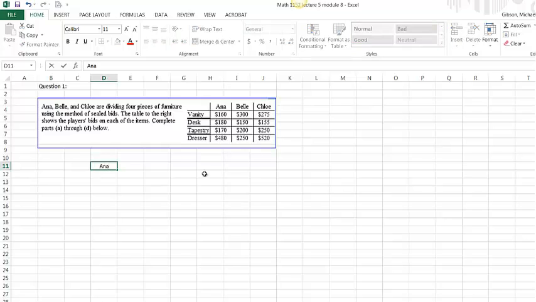Okay, Anna, I'm going to type their names in first. Belle, Chloe, and then the items. Okay. Now the way that this works is say I type in a number and hit enter, it moves down, right? So that's why I work down that column one at a time.